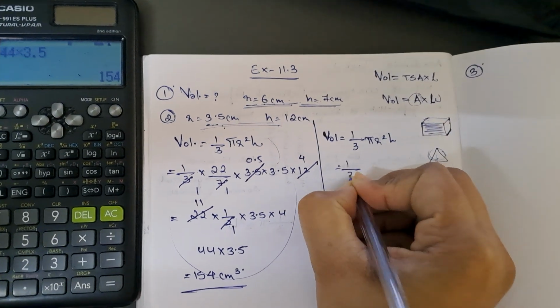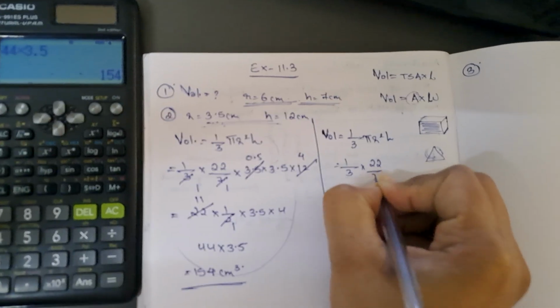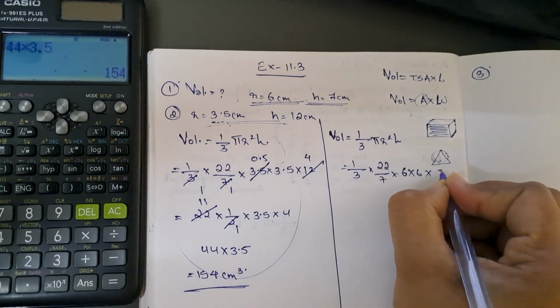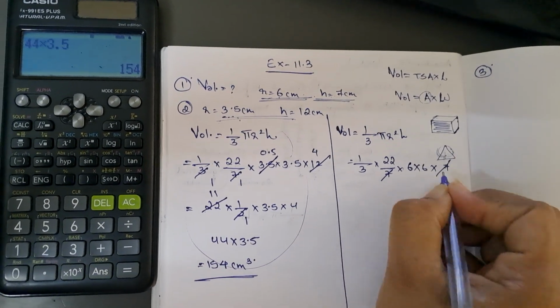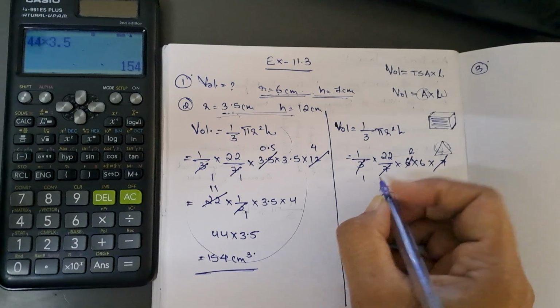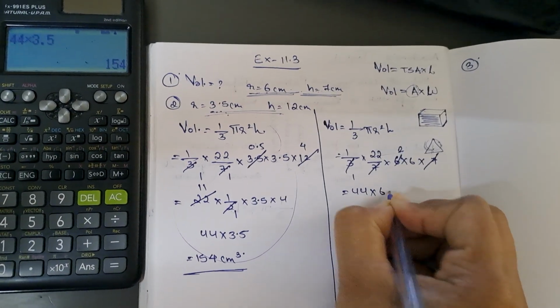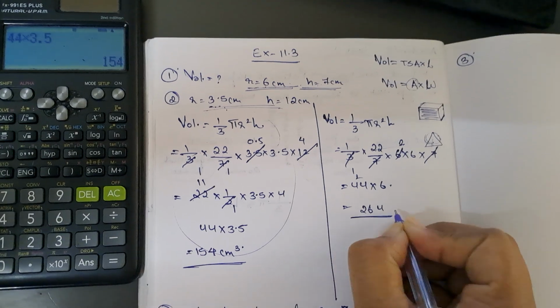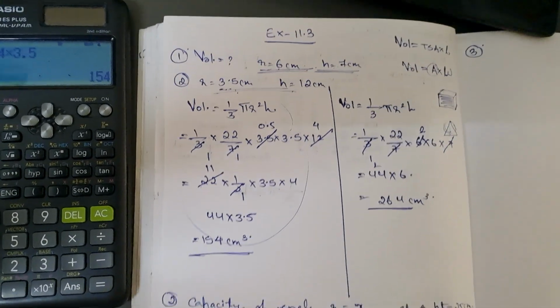So it becomes 1 by 3 times pi, which is 22 by 7, times r, which is given as 6, times 6, into h, which is 7 in here. Okay, 7 and 7 are gone. 3 ones are 3, 3 twos are 6. This becomes 44. 44 times 6. 6 fours are 24, 6 fours are 24 plus 2. 264 centimeter cube is the unit for it.